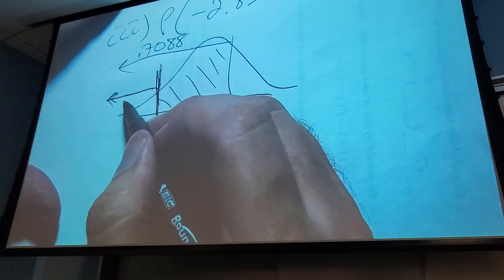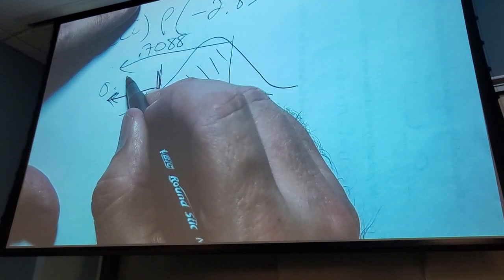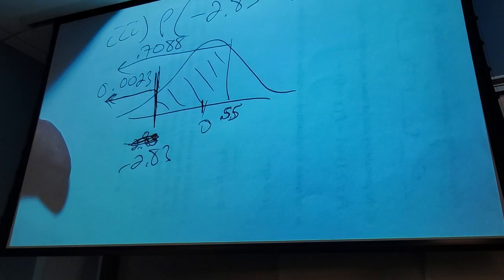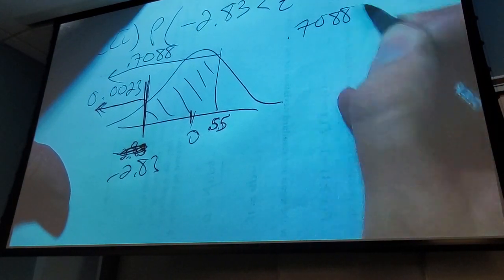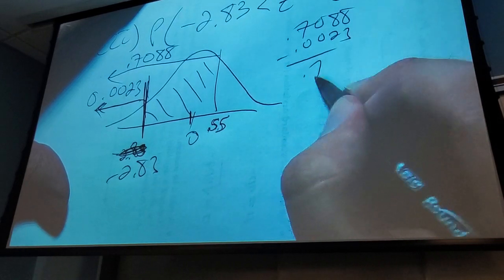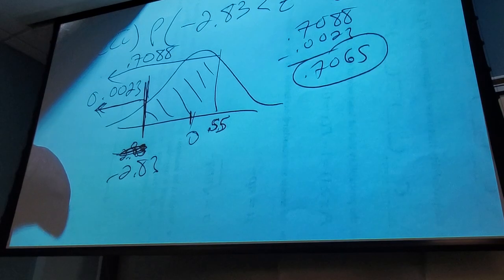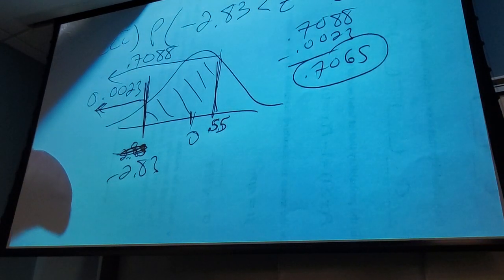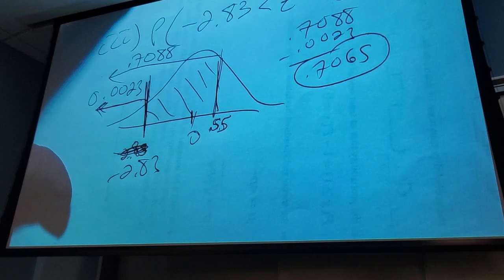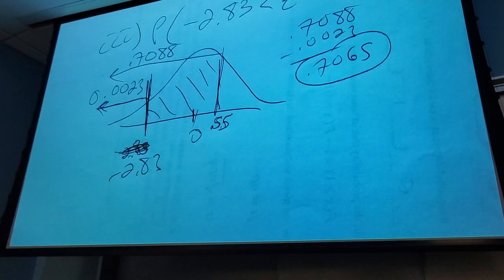What'd you get, I'm sorry? 0.0023? Okay. I don't know the answers because I just made this up on the fly. So 0.7088 minus 0.0023 is 0.7065. Real quick, I'm sorry. Does that make physical sense? Yes. That area is too much, you slice off the area that is too much, you're left with the area in the middle. Never subtract z-scores.